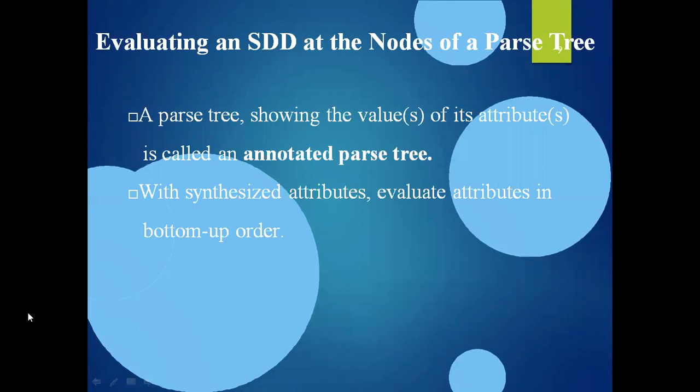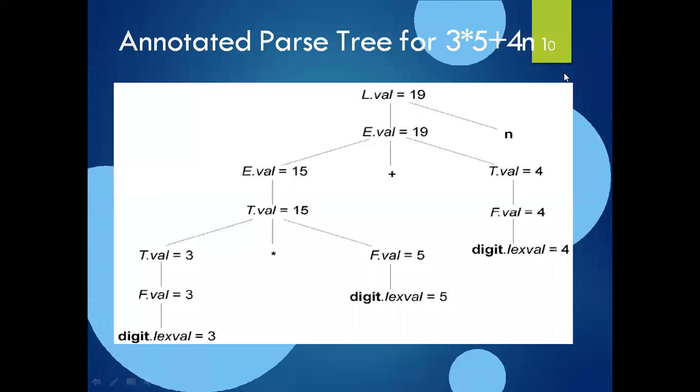But here, what we need to know is how to represent an annotated parse tree, which can also be called a decorated parse tree. See, here we have an example. Construct the annotated parse tree for the expression 3 × 5 + 4n. This is the question.